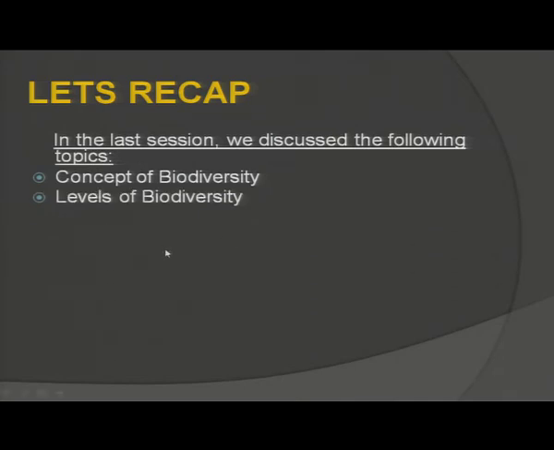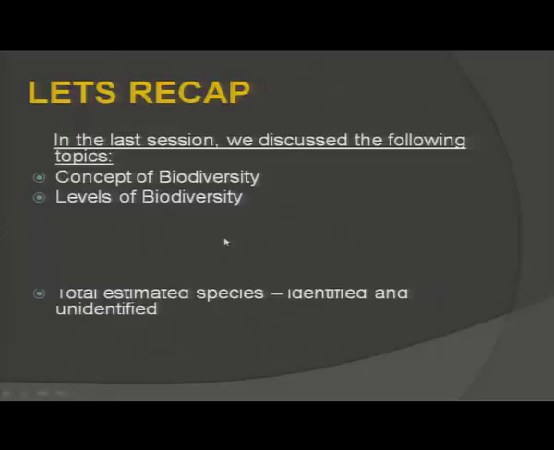Then we covered the levels of biodiversity. The major levels of biodiversity are genetic, species and ecological biodiversity. There are three levels of biodiversity and we have discussed them in our last session.